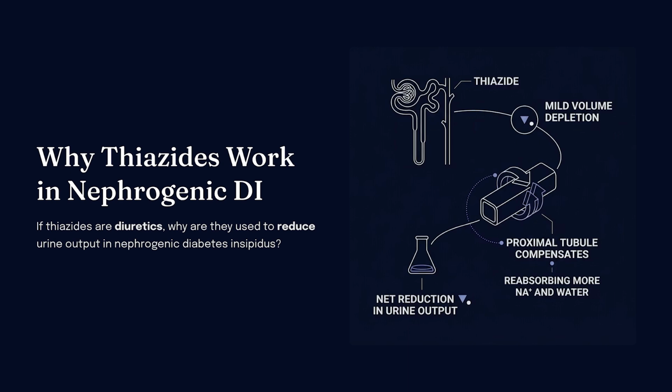The explanation lies in mild volume depletion. Thiazides initially cause a small loss of sodium and water, producing mild volume depletion. In response, the body compensates by increasing proximal tubule reabsorption of both sodium and water. As a result, less fluid reaches the distal nephron, where the defect in nephrogenic diabetes insipidus exists. Consequently, the net urine output decreases, despite the patient receiving a diuretic. So, remember, thiazides paradoxically reduce urine output in nephrogenic diabetes insipidus by increasing proximal tubular reabsorption of sodium and water.